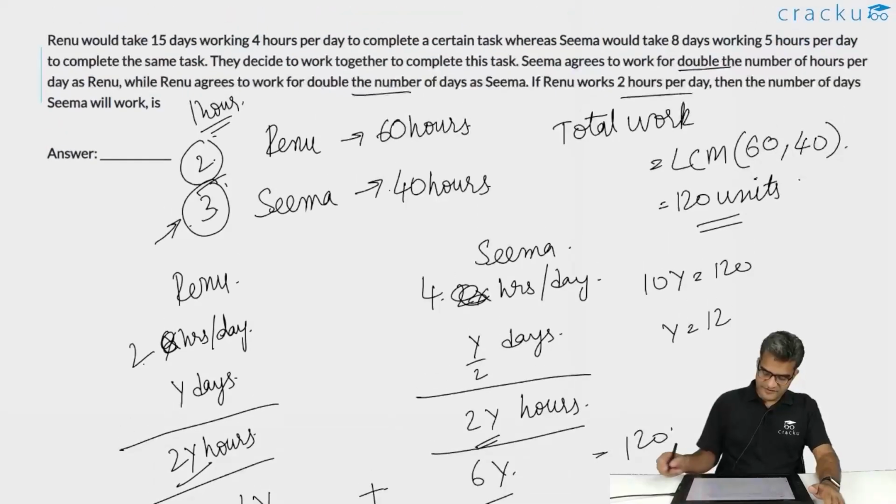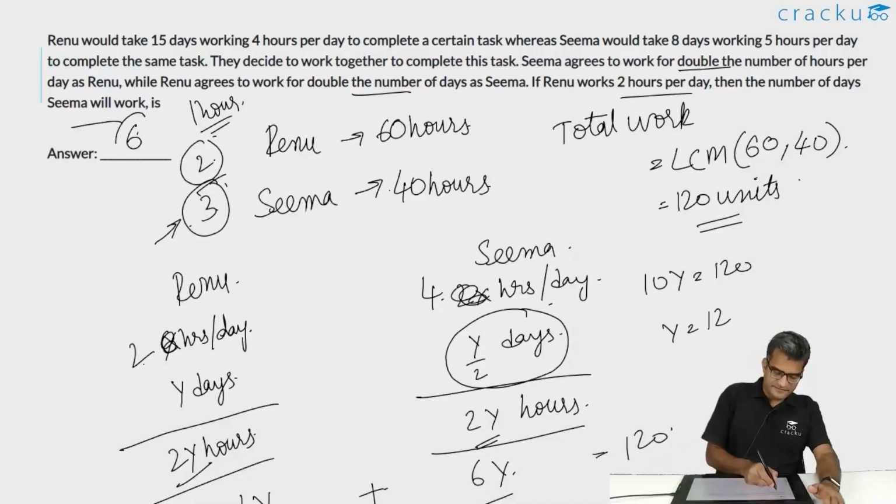What are we required to calculate? We are required to calculate the number of days Seema will work. Seema works for y by 2 days. Therefore, the number of days she will work is 6.